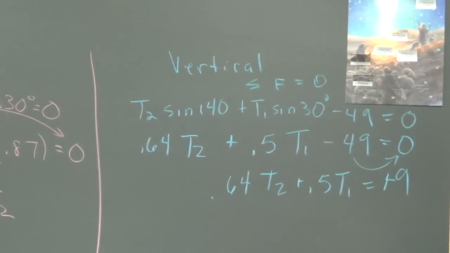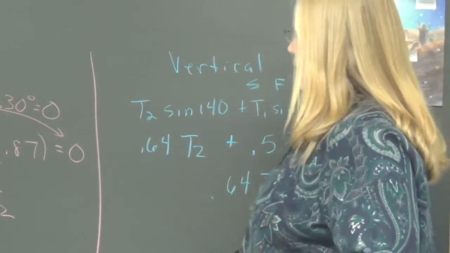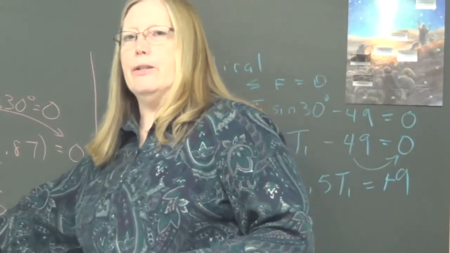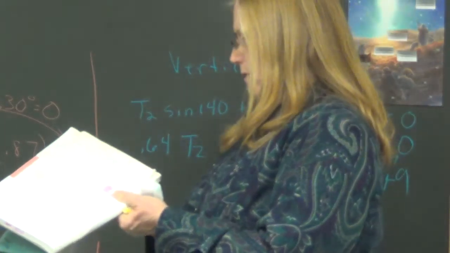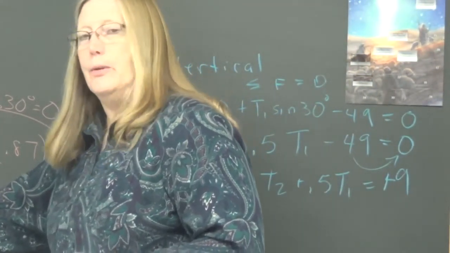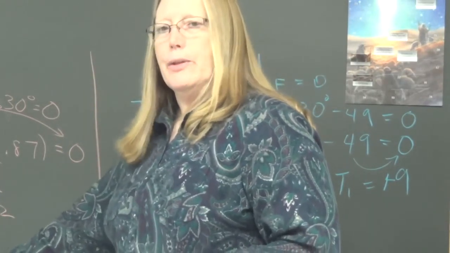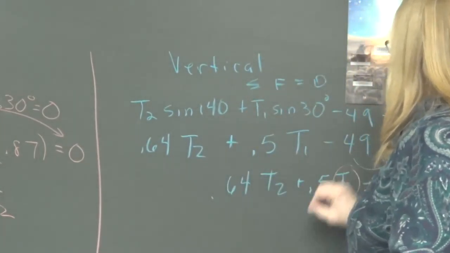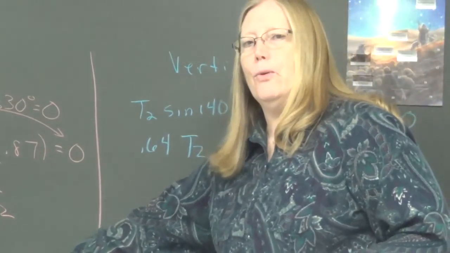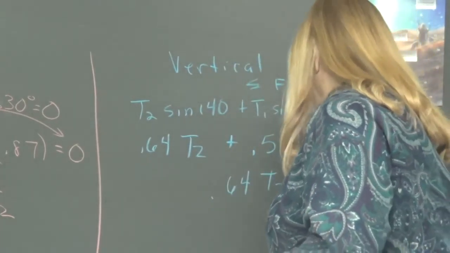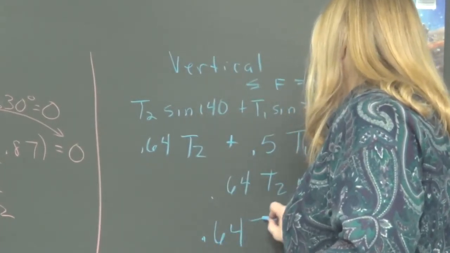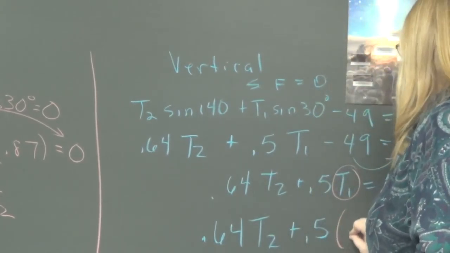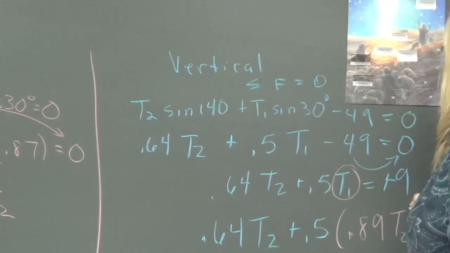Okay. Now it's time for crossover. We can't solve this because it has two unknowns, but we have some important information on the red side. So we're going to go over there and grab that everywhere there's a T1, I can replace it with 0.89 T2. So doing that, I get 0.64 T2 plus 0.5, and where T1 is, I put in 0.89 T2.